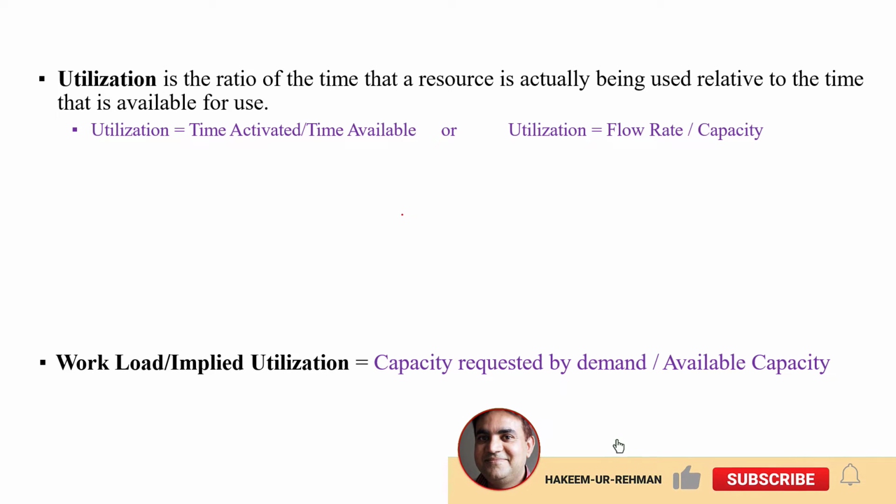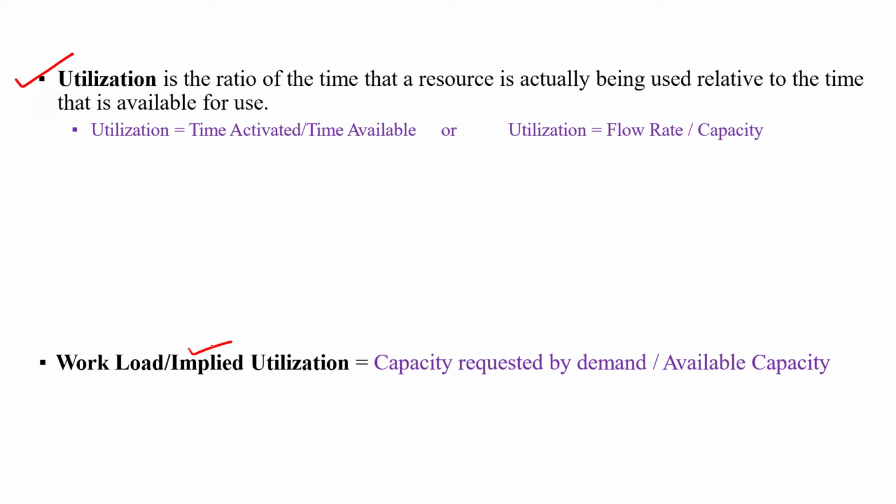Welcome. In this video lecture, I am going to talk about two concepts. One is utilization, another is implied utilization, which is also known as workload. Basically, utilization means how long a particular resource is busy performing certain tasks. That means utilization indicates the busyness of the resource. The answer of the utilization always lies between 0 and 1.